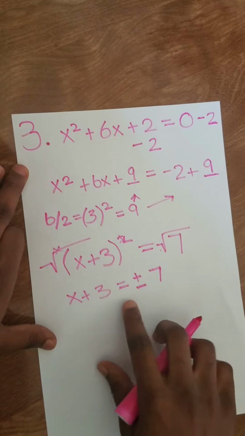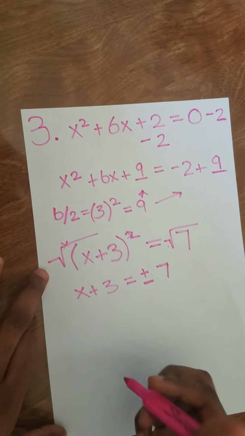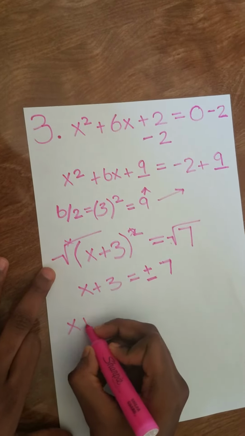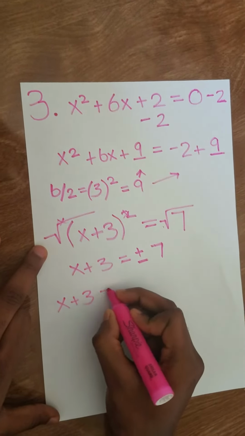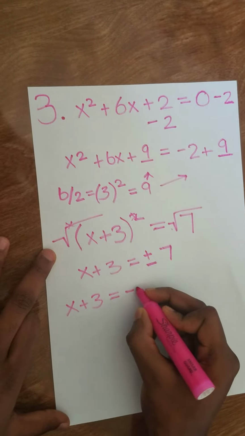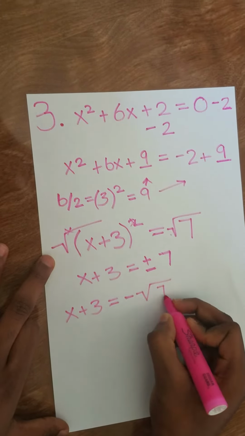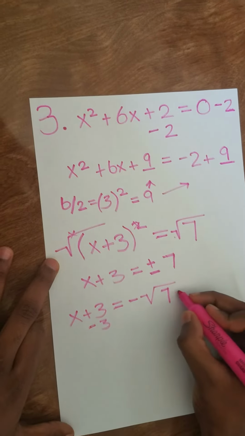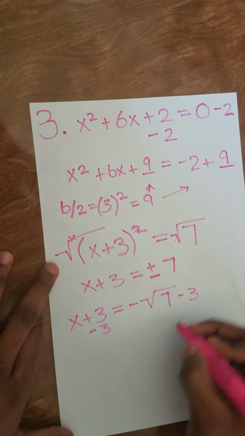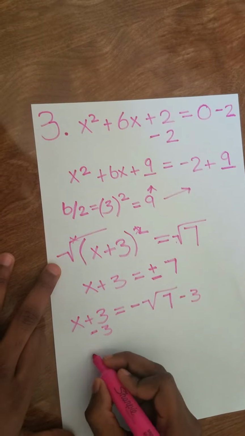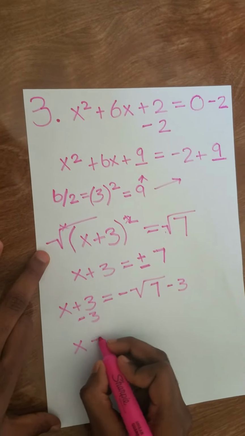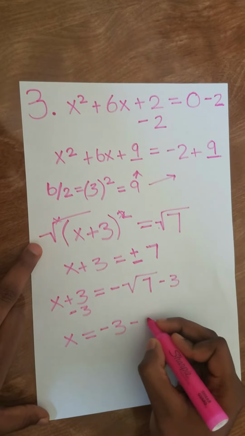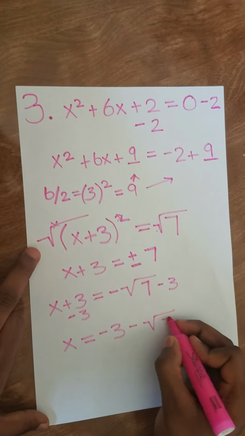So we would need to write two equations for this. So we would write x plus 3, which would equal negative square root of 7. So we would need to subtract 3 from both sides. Minus 3, minus 3. And then that will give us our x, which would equal negative 3 minus root 7.